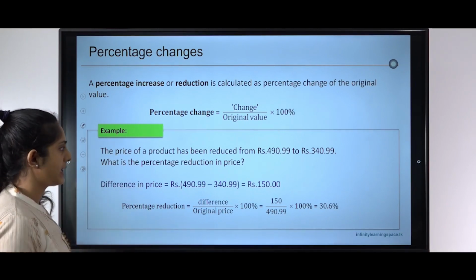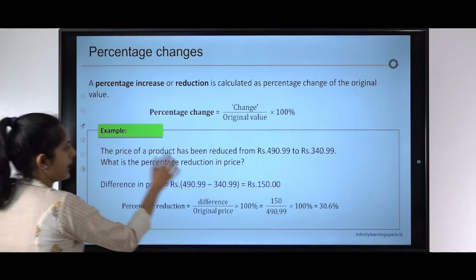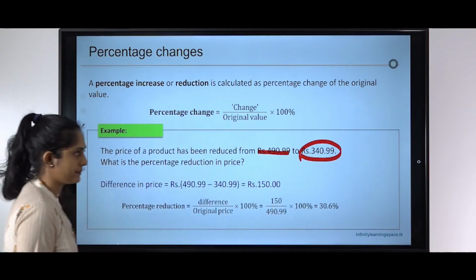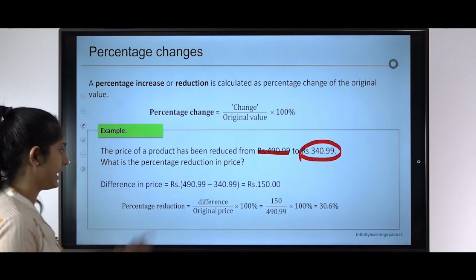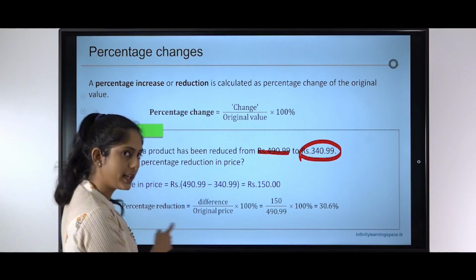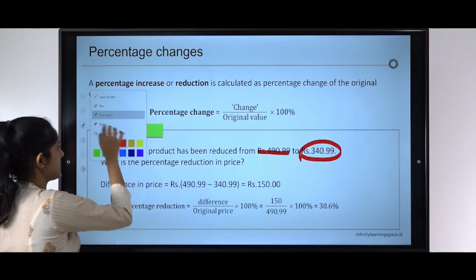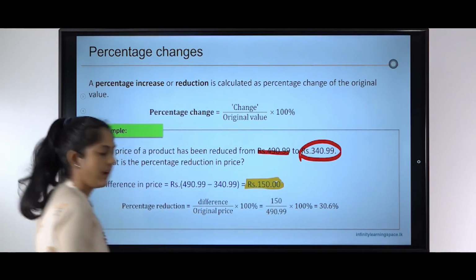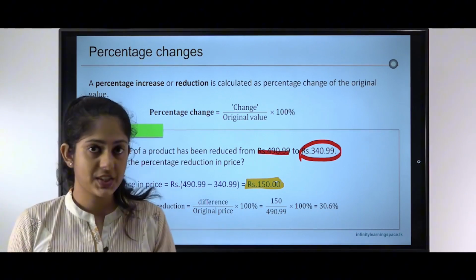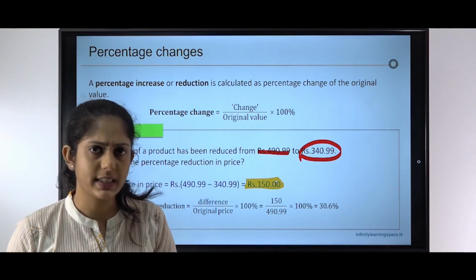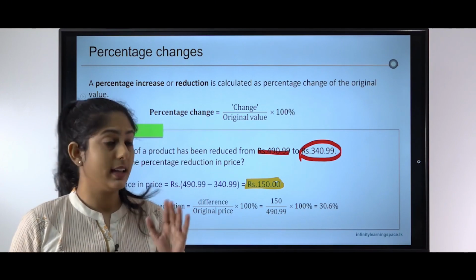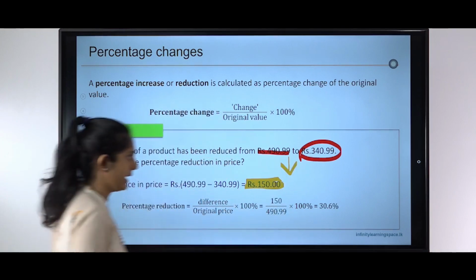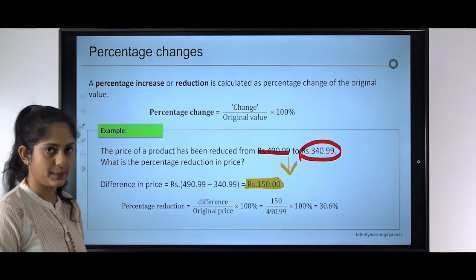The price of a product has been reduced from 490.99 to 340.99. So the net change, if you see, is 150 rupees. Now if I ask, okay, the change is 150 rupees, but as a percentage, how much did this change by? That's what we have to calculate. You can see the price reduced, right? So the price of the product has been reduced.